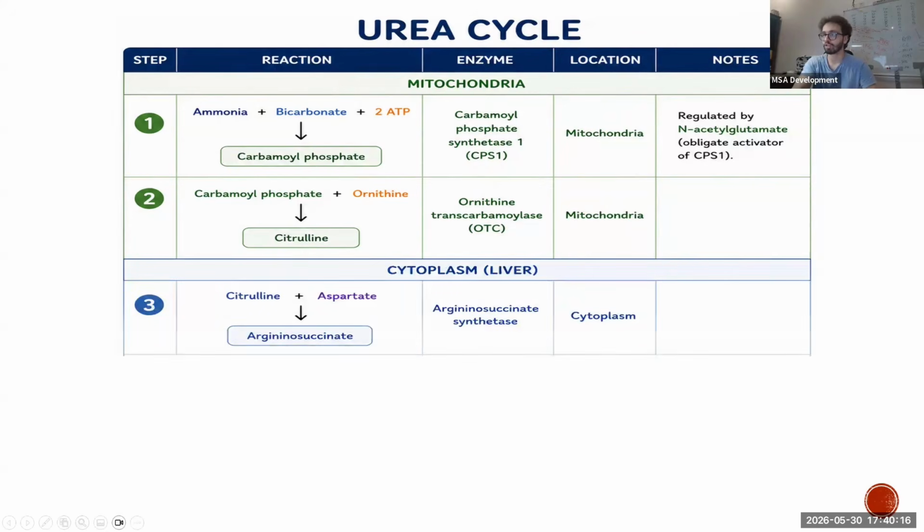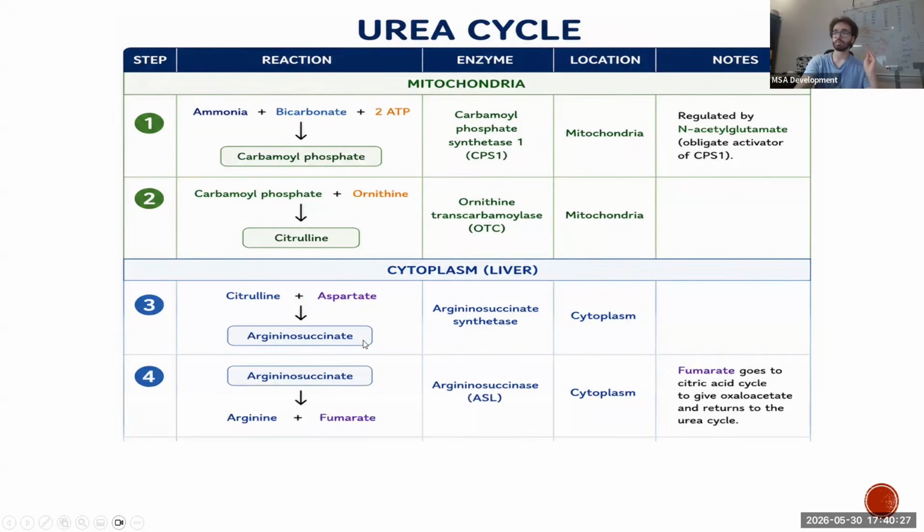After we get citrulline, this is where we have to move to somewhere else. The citrulline will go to the cytoplasm. Citrulline will then combine with aspartate, and through the enzyme arginosuccinate synthetase, we will synthesize, from the name of the enzyme, arginosuccinate. Then this arginosuccinate will break down into arginine and fumarate by arginosuccinase. We are cleaving it. The fumarate will go to the citric acid cycle and it will give oxaloacetate. So if you get a question that says, what is produced by arginosuccinate that will go to the citric acid cycle? You will be like fumarate.